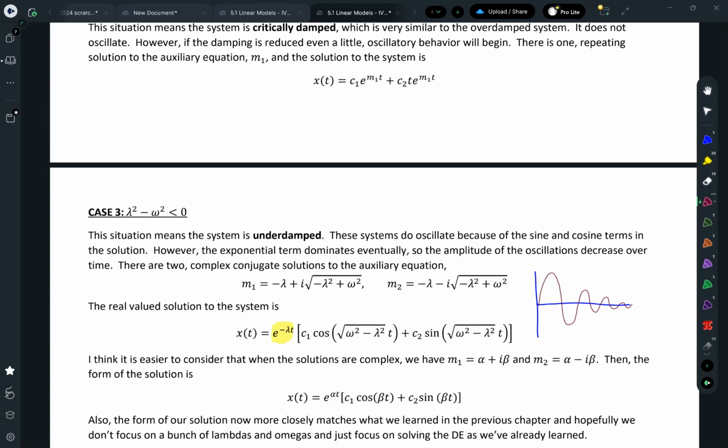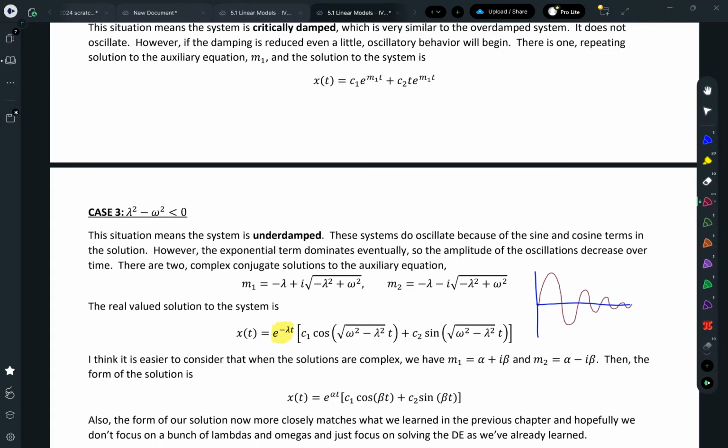We have e to the minus lambda t. And remember, that was the alpha plus beta i form that we had. So in this case, lambda is acting like the alpha, and then times the quantity c1 cosine of the square root of omega squared minus lambda squared times t. So that square root of omega squared minus lambda squared, that was our beta before.